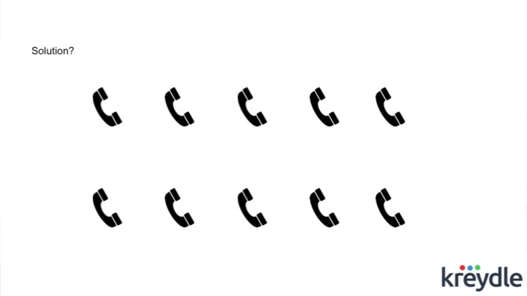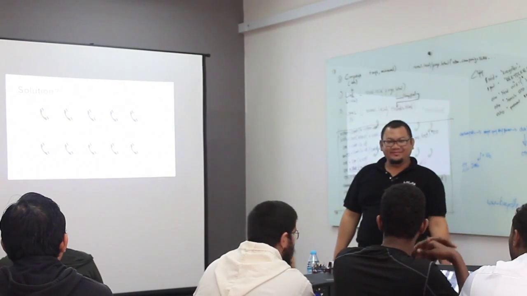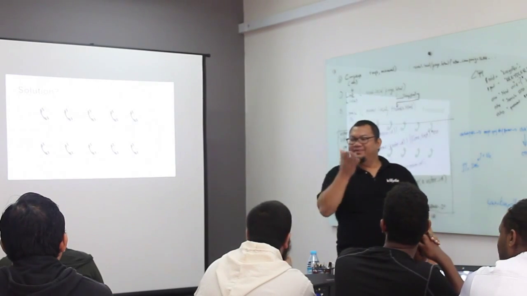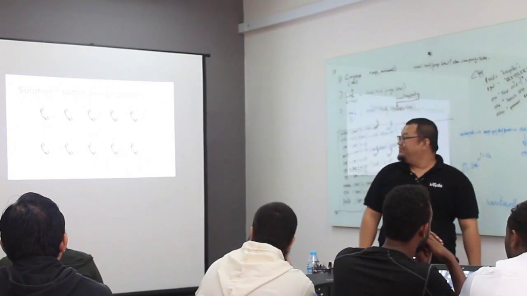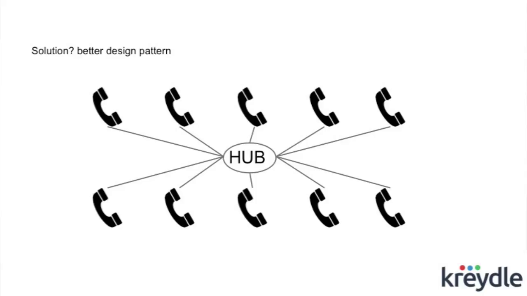Okay, the solution. There is a solution for spaghetti. Can you think of some solutions for this phone issue? Any others? Yeah, correct. So we do a better design pattern. Better design pattern is a software term. Actually, it's a better design for the phones. Each phone connects to a hub, and this phone also connects to the hub, and then we can solve this issue.